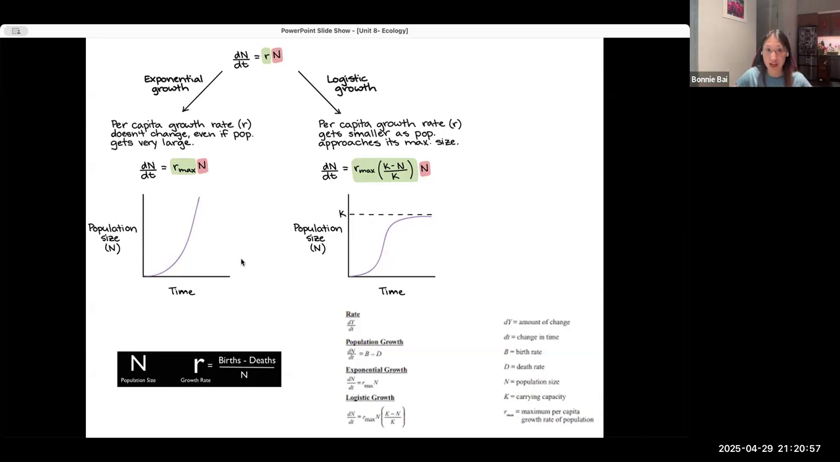Population size, you'll be able to tell that from the question as well. The other equation that you could use is for logistic growth. It has a different equation. We use R max, the maximum population growth rate, somewhere over here, which is kind of like the exponential growth phase of the logistic growth curve. And then we have K for carrying capacity, which is this number from the graph, or maybe it'll be given to you in the question itself, minus population size, divided by the carrying capacity, and then times the population size again. So you just plug it in.